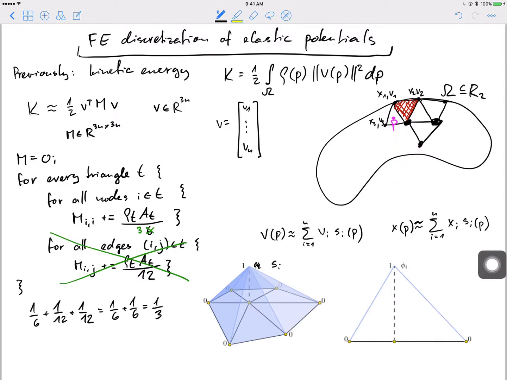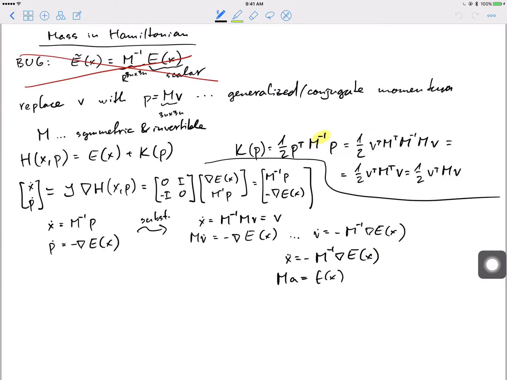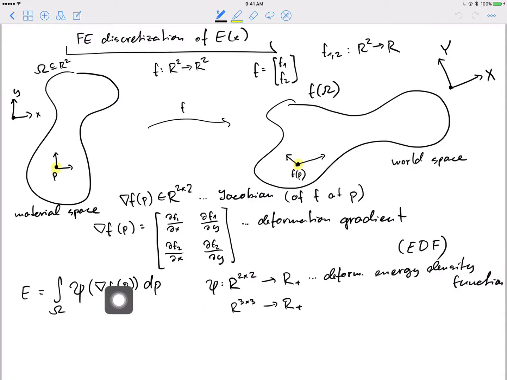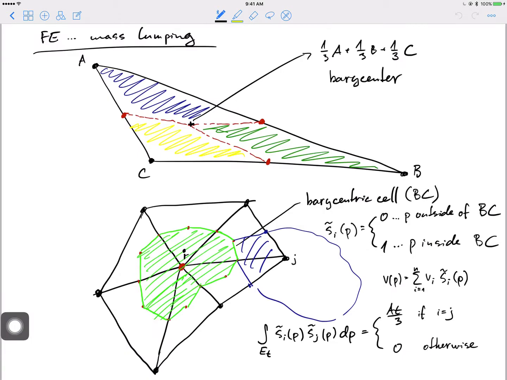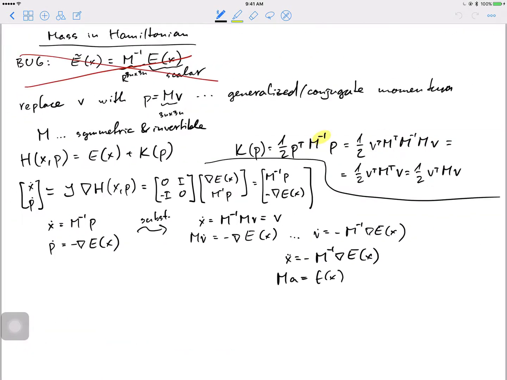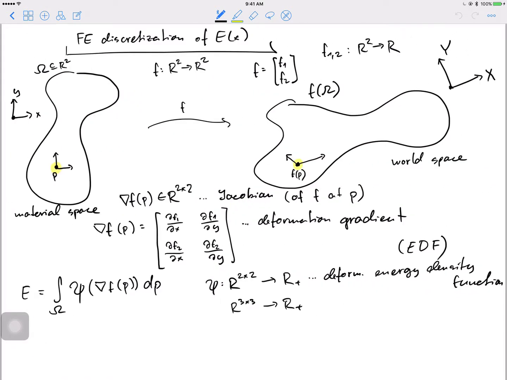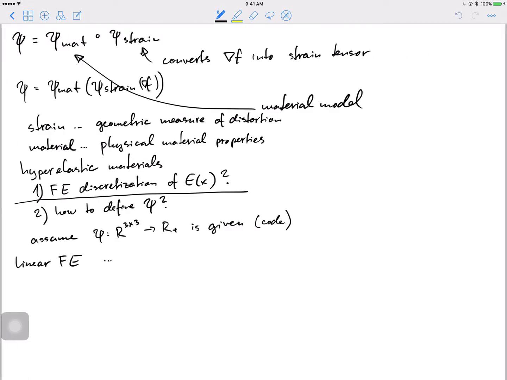Okay, and this is kind of nice because why is it nice is because the potential, the continuous potential depends only on the deformation gradient of f. Okay, so if my f is piecewise linear, then the gradient of f is piecewise constant.